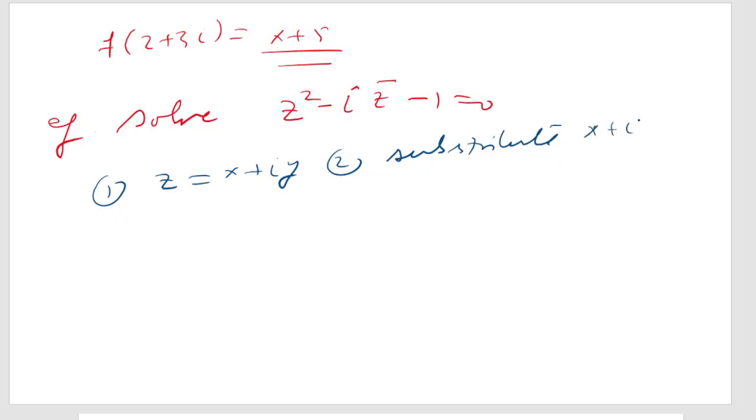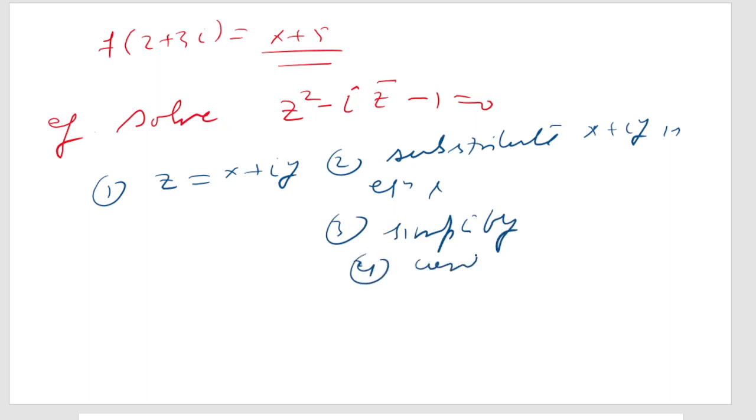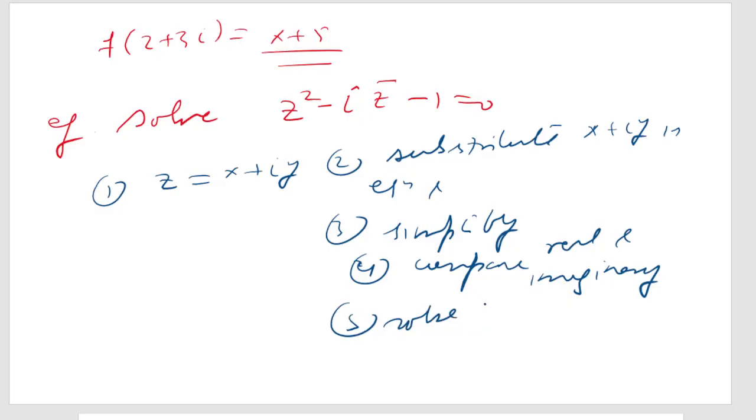Substitute x plus iy in the equation and simplify. Then again we will simplify, and then we will compare the real and imaginary parts, and then solve to get x and y.